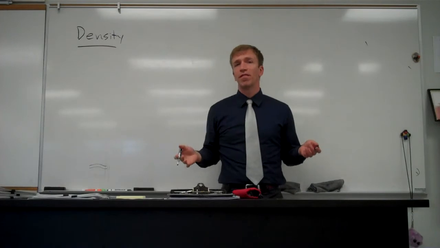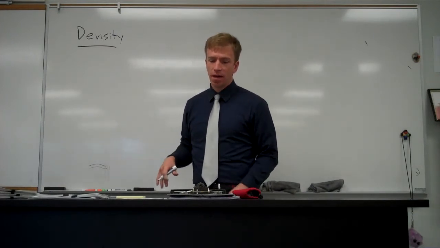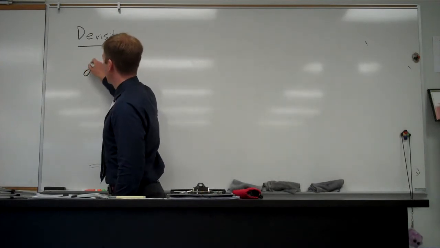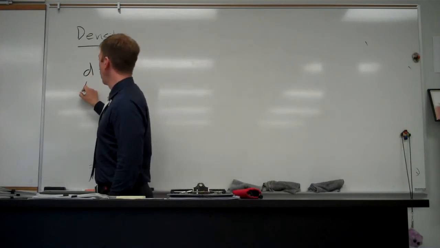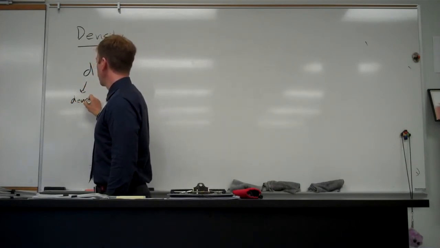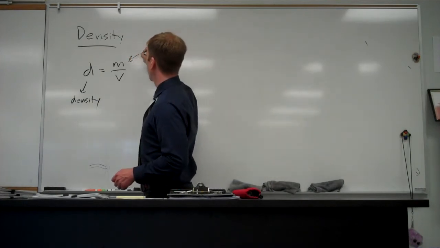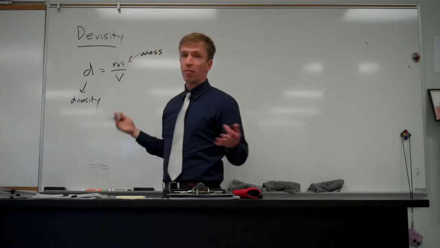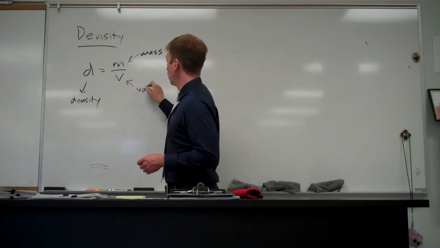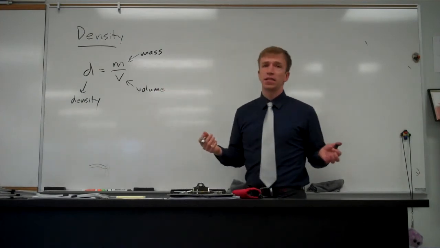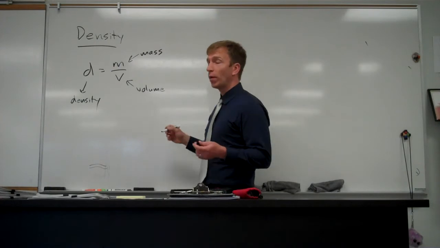Density is essentially a measurement of how much matter, how many atoms are crammed into a specific volume of space. There is an equation for density, D equals m over v, where D is for density. We'll get into what the units of density are in a moment. M is for mass, the amount of matter or number of atoms crammed into a particular volume, and the V is for volume.